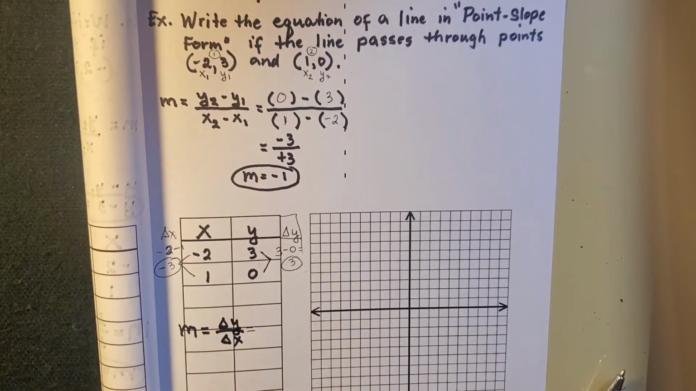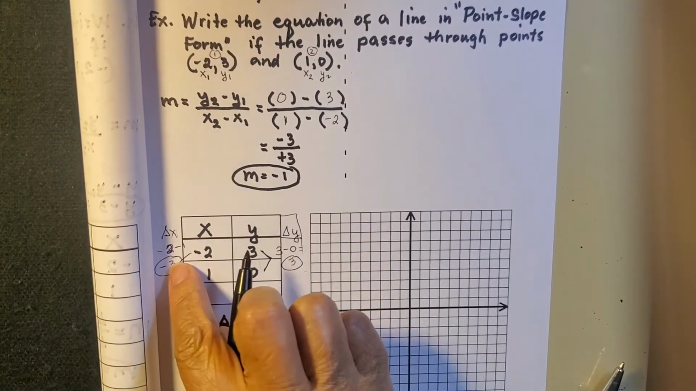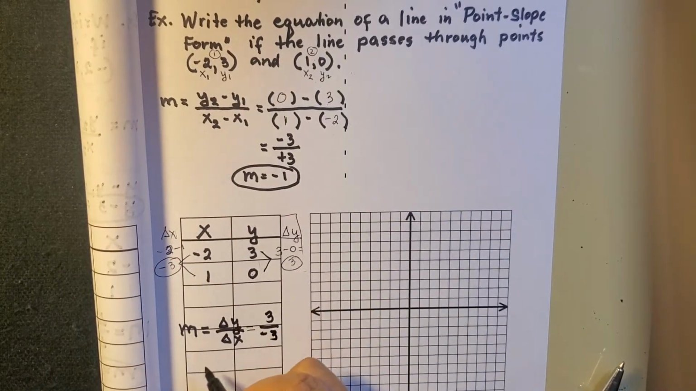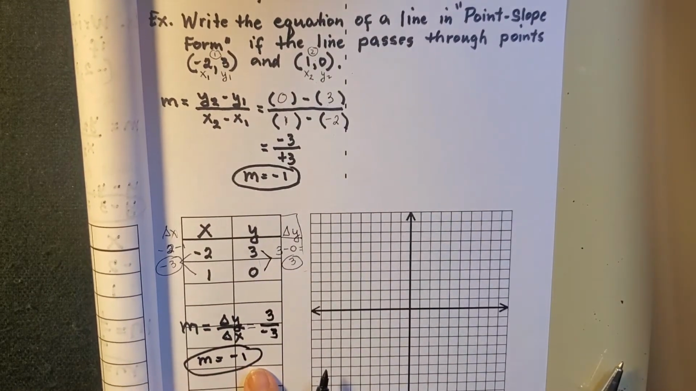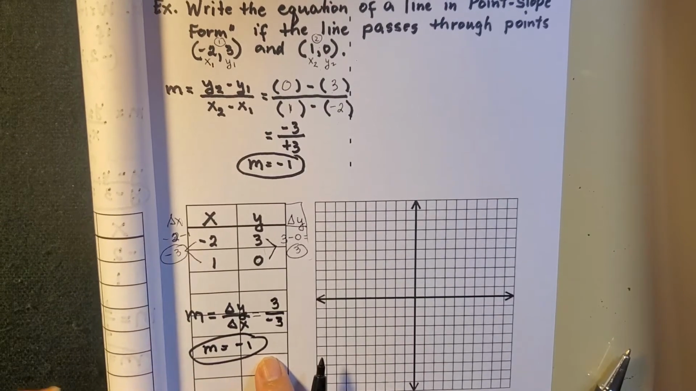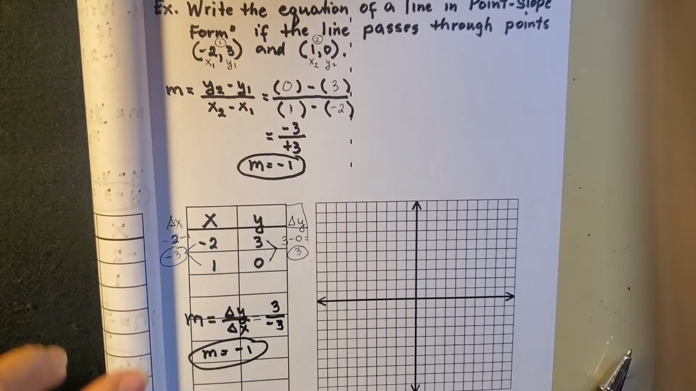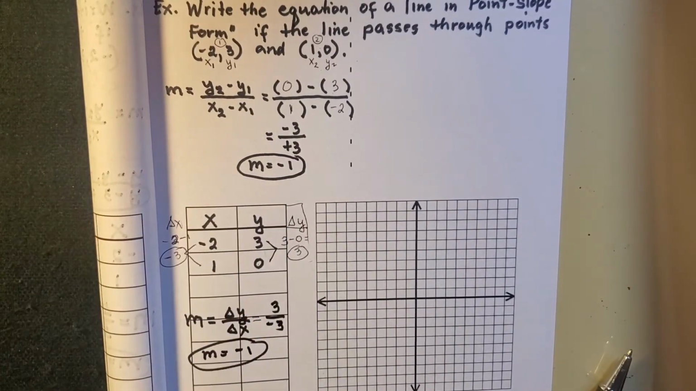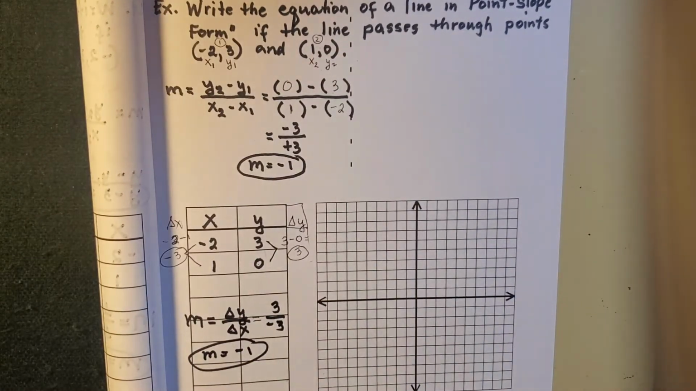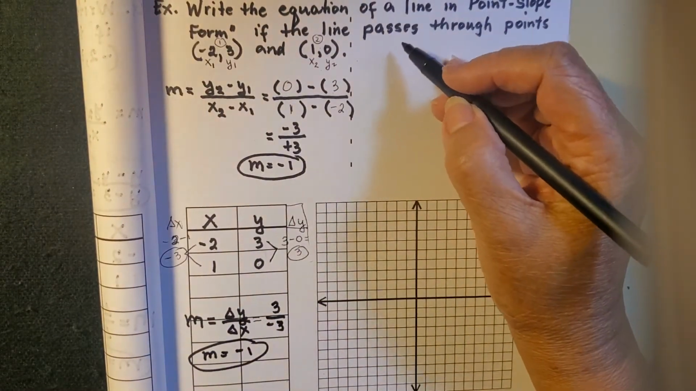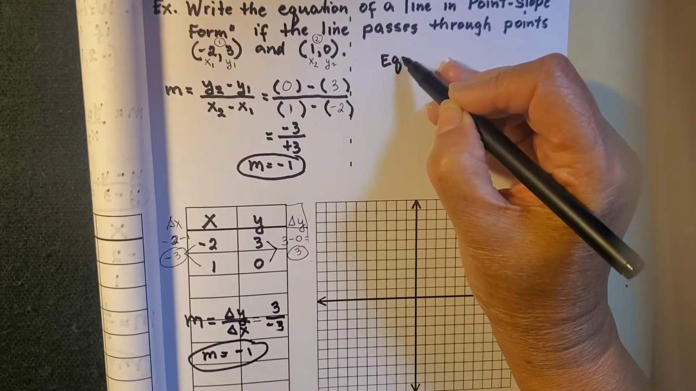Okay, so I plug in. Change in y is positive 3. Change in x is negative 3. My slope is negative 1. So you'll see that you got the same number, negative 1. Now I have the slope. I have 2 points here. I am now ready to write my equation here. So this will be my equation.